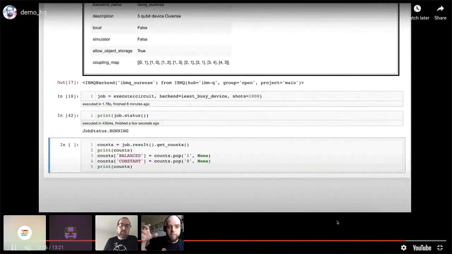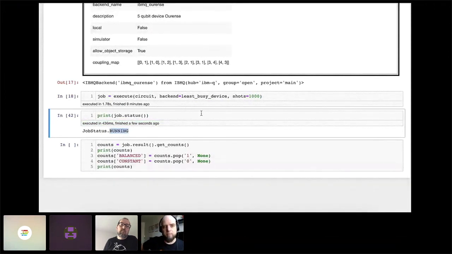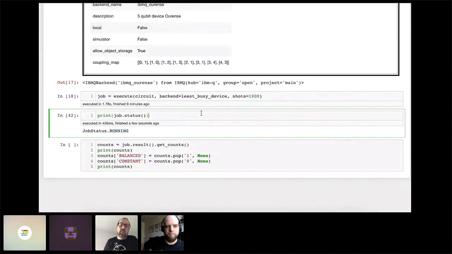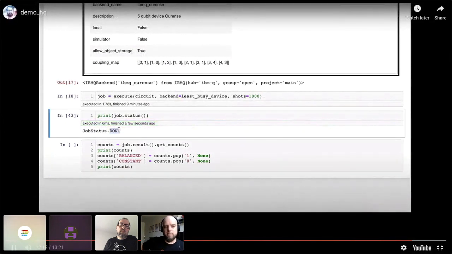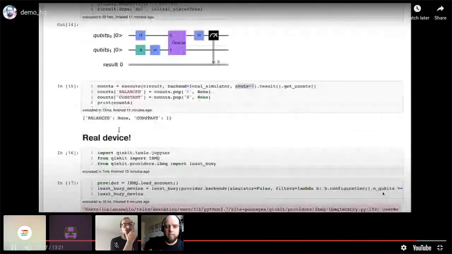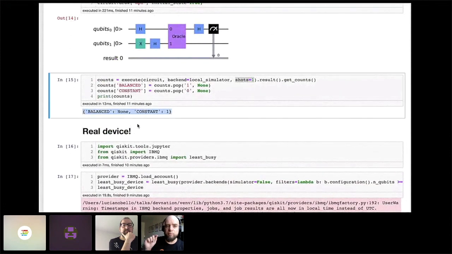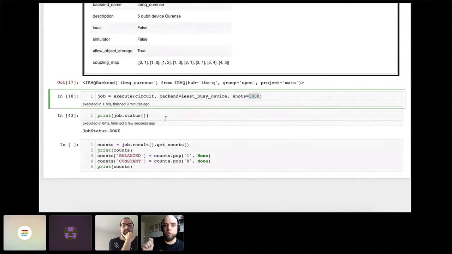Okay, now it's running. Now it's in the physical circuit, in the physical chip, and it's a very small circuit, so probably quickly it will be done. Now it's done, so we can analyze the results. It's exactly the same circuit that we ran before locally, but now we're going to see what the results are in the real device. So remember that the real result was that the function that we were analyzing was constant.